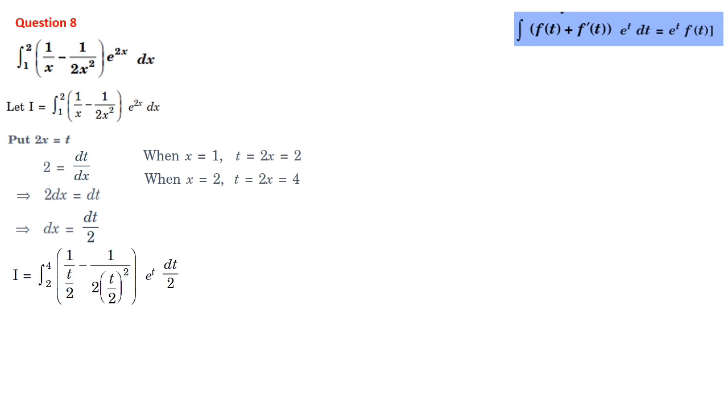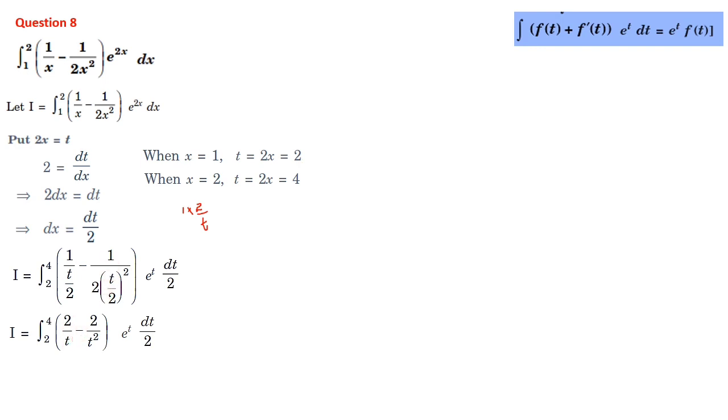Or else you can just do the calculation this way also. When you do it, this will be coming as 1 into this t by 2 reciprocal we have to take, that will be coming as 2 by t. Okay, 1 into 2 by t is 2 by t. So that is what it is. Integral 2 to 4, this term will be coming as 2 by t minus, here also calculation work is there.